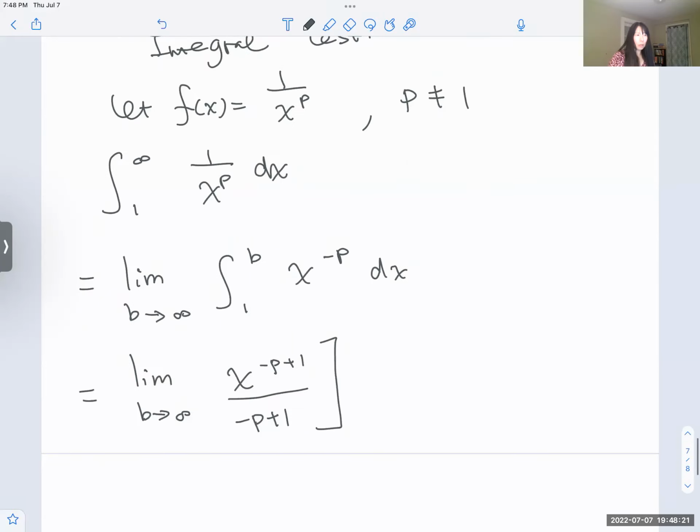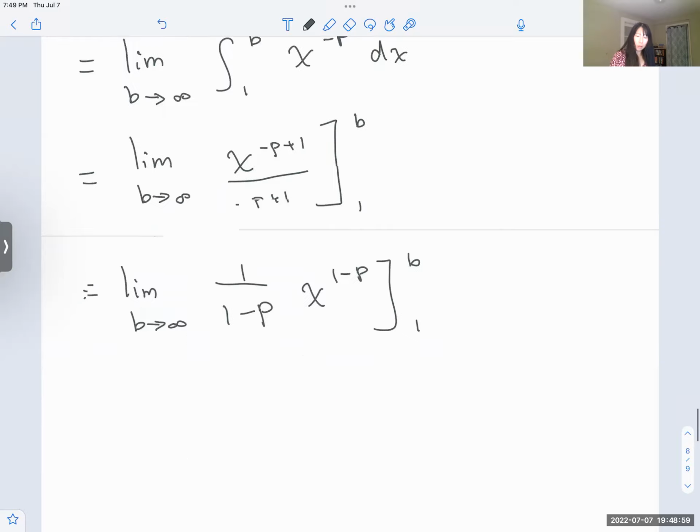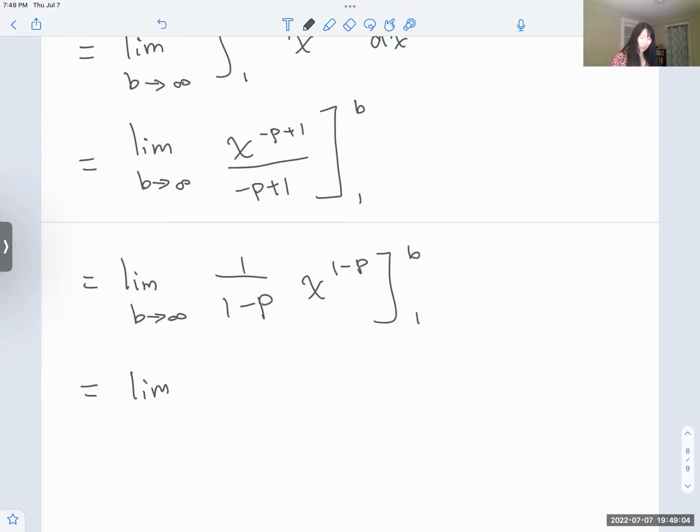Yes? Now look, we're going to evaluate it from 1 to b. I want to switch the order because we have a negative sign in front. So look, one over 1 minus p is just a number, right? Then we have x to the 1 minus p, evaluated from 1 to b. It's complicated with the letter, but it's okay. So 1 over 1 minus p, and x to the 1 minus p, so I want to express b to the 1 minus p minus 1 to the 1 minus p, right?